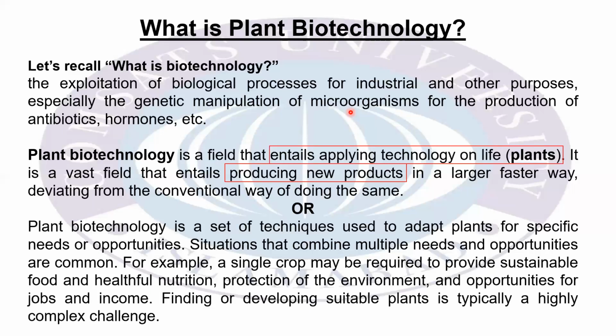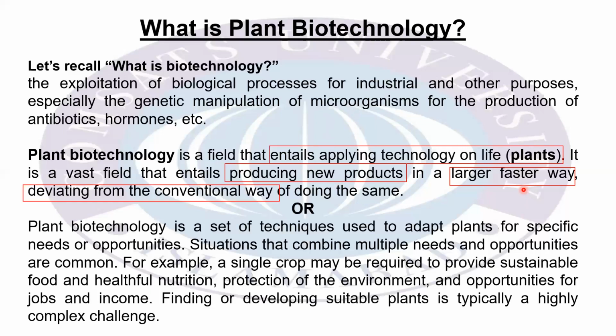Then, producing new products is number one. Number two, in a faster way. So let's suppose a plant takes 3 years to start giving us fruit. Let's suppose a tree of apple, a tree of pear. But using plant biotechnology, our goal is to produce it in a faster way than the conventional 3 years, for instance. So number one is new products. Number two, in a relatively rapid way, faster way.